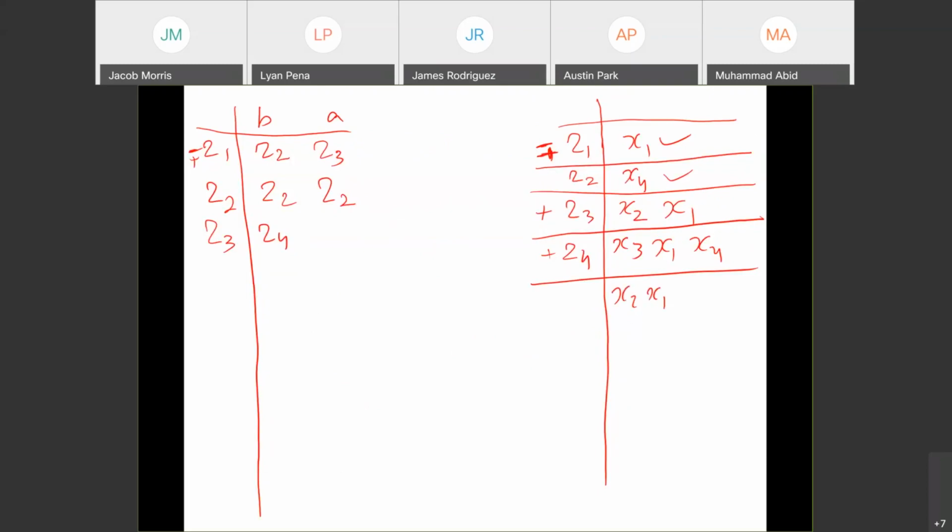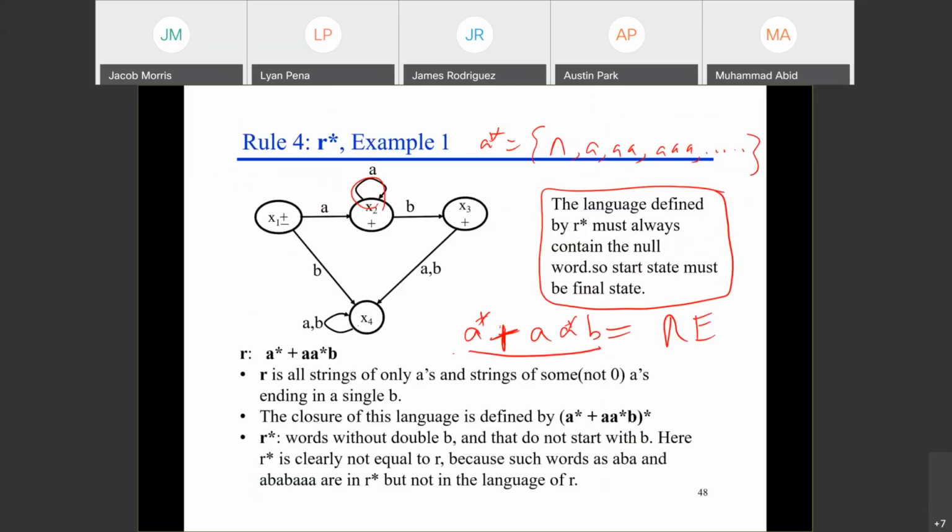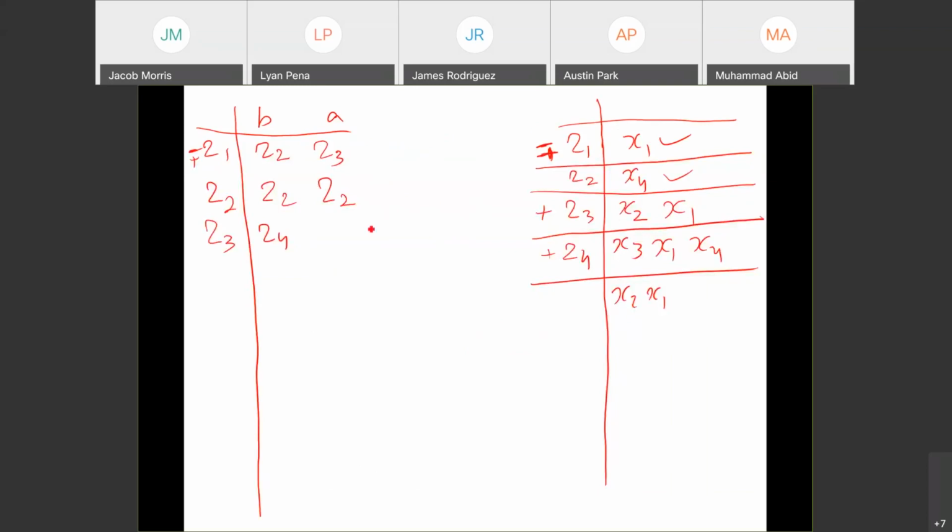What happens if you are at x1 and you receive A as input? You go to x2. x2 is a final state. We need to write x1 also with that. We don't write duplicate states. x2, x1, we already have this combination before z3.